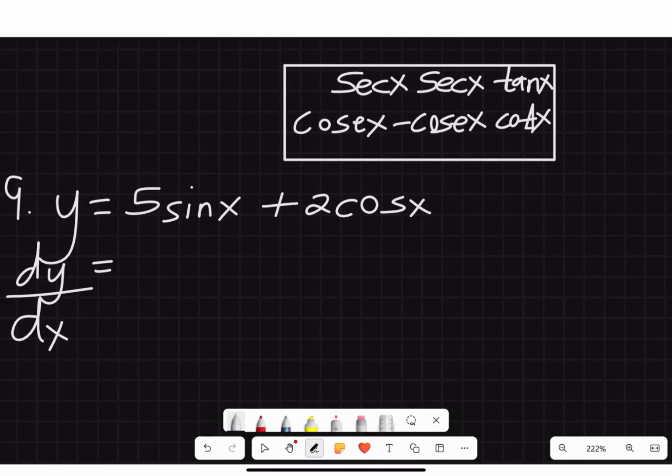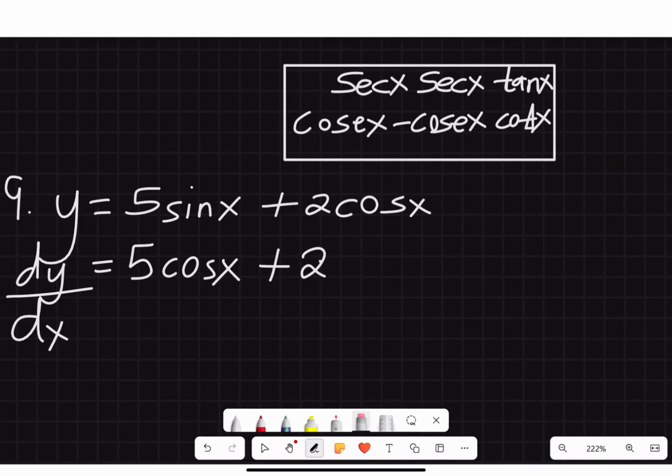So as this one now, we're going to use the addition rule of differentiation, which says we just differentiate each term separately and add them together, right? So the 5 will remain. So I'm going to have 5. The derivative of sine is cos x. So I have 5 cos x there. Plus the 2 will stay. The derivative of cos x is negative sine x.